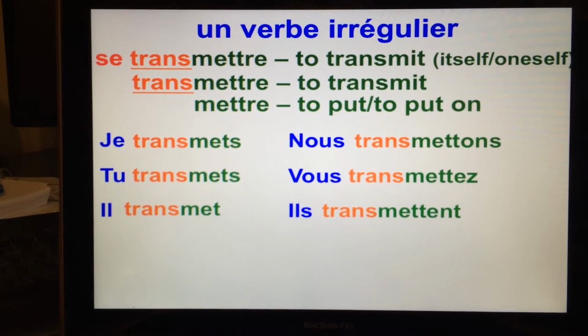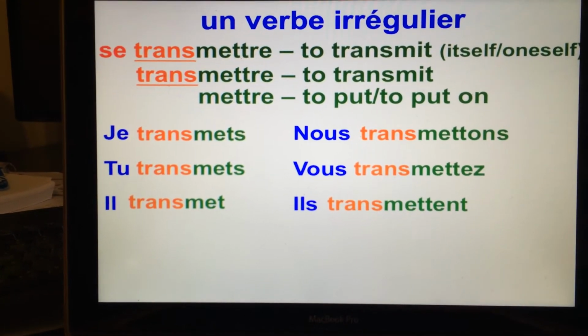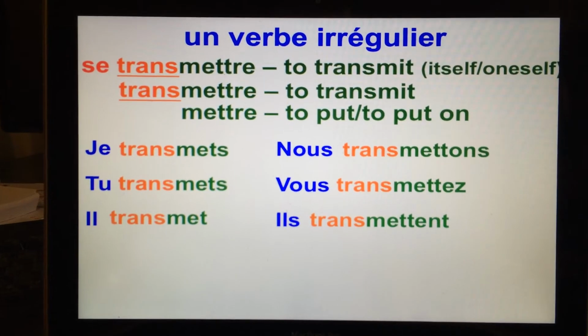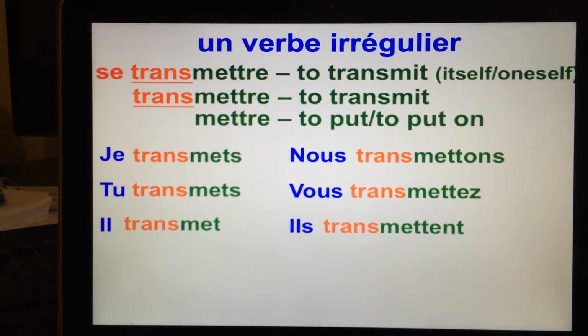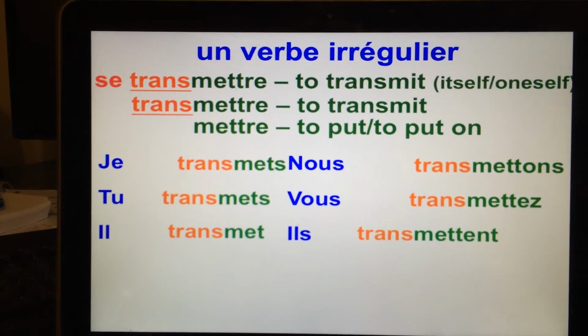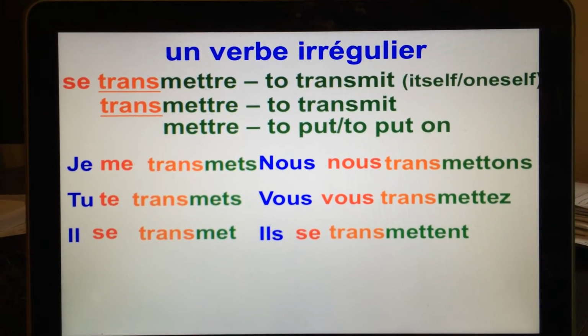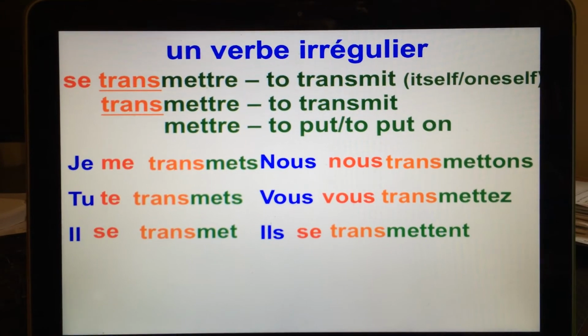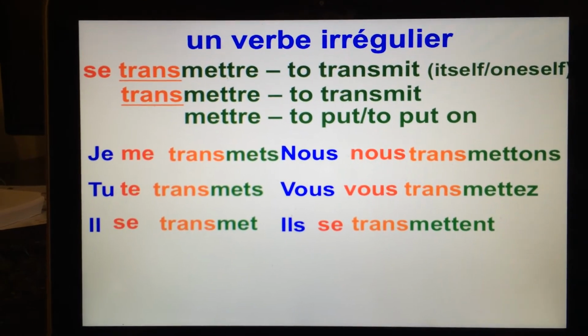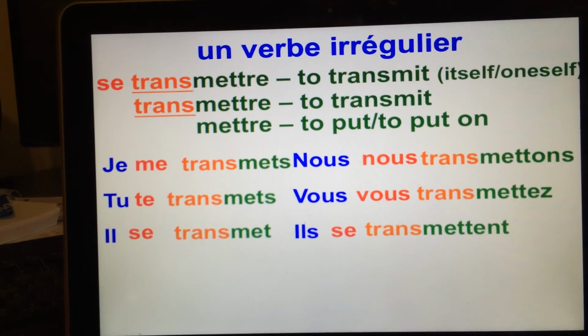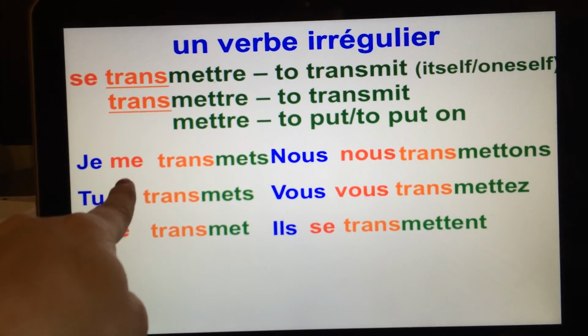So for se transmettre, all we have to do, since it's reflexive, is we just have to add in our reflexive pronouns right in front of our verb. So we get je me transmets, tu te transmets, il se transmet, nous nous transmettons, vous vous transmettez, and ils se transmettent.